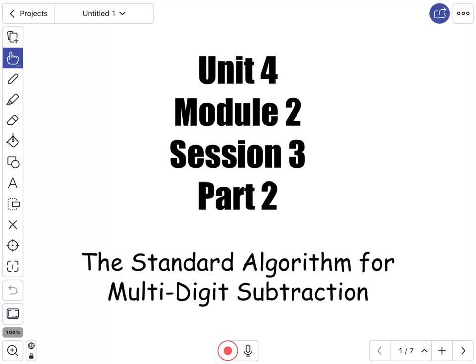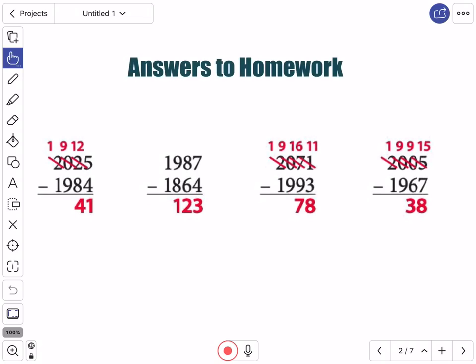Welcome back to another lesson of math. This is Unit 4, Module 2, Session 3, and this is Part 2. Part 2 is going to be quite a bit quicker than Part 1, but this is just some more information on the standard algorithm for multi-digit subtraction.